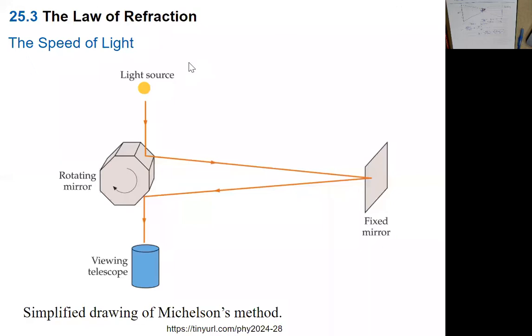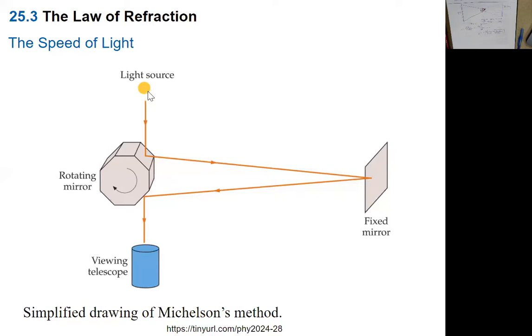Next, let's take the law of refraction, which you guys already studied last week in the lab. Now, to get started, we'll first take a look at the speed of light. Okay, so this was an experiment that was performed in the 19th century, for people trying to figure out what the speed of light is. One of the early measurements was performed by Michelson, who used this method.